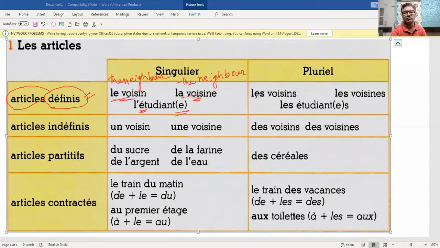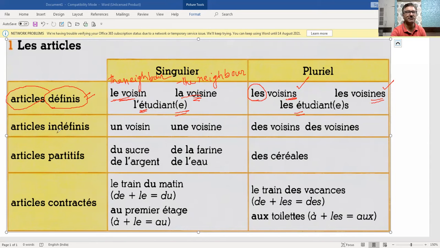Okay, so this article défini has plural form also, which is les for all the nouns, be it masculine or feminine or beginning with vowel sound. Okay. For example, les voisins, the neighbors, les voisines, the neighbors, feminine, les étudiants, masculine students, les étudiantes, female students.